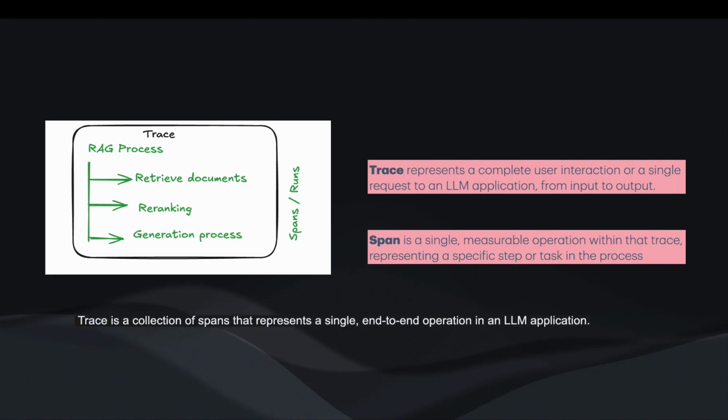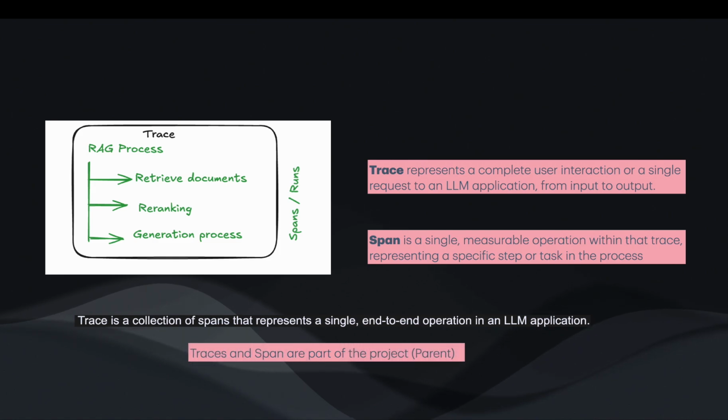So your trace is a collection of spans, and a span typically represents a single operation in an LLM application. Now there is another concept related to this LangSmith ecosystem, where we group your traces and spans into a single project. If you are building a RAG application, you can name that project with a specific name. Then all the traces which you run and all the spans that are part of the traces will be grouped together under this project.